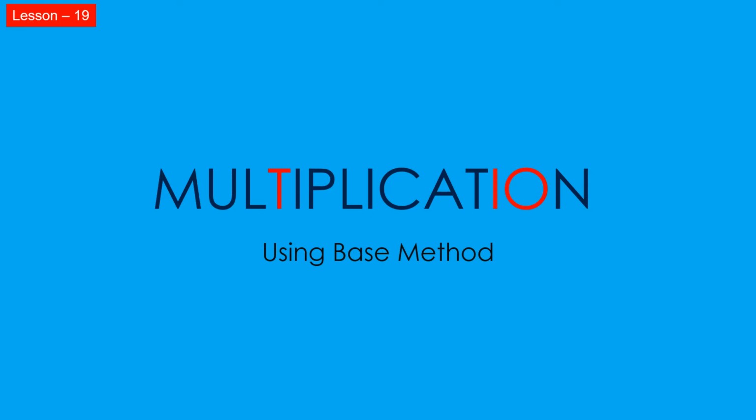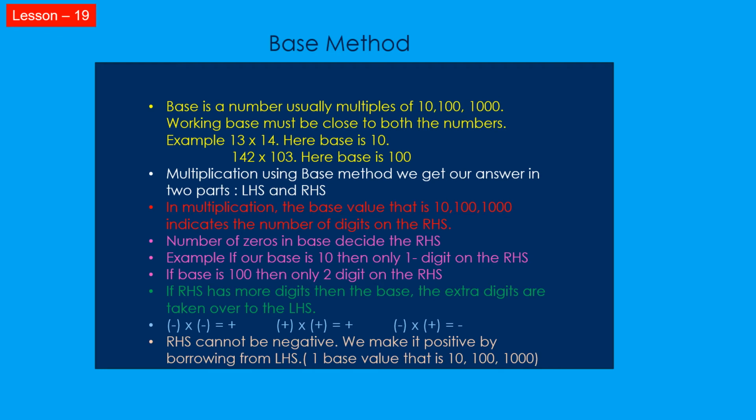We will learn multiplication of numbers using base method. The base is usually a number such as 10, 100 or 1000. We select a particular base depending upon the number given in the question. For example, if we are asked to multiply 13 times 14, here our base would be 10. And if you are asked to multiply 142 times 103, here our base would be 100.